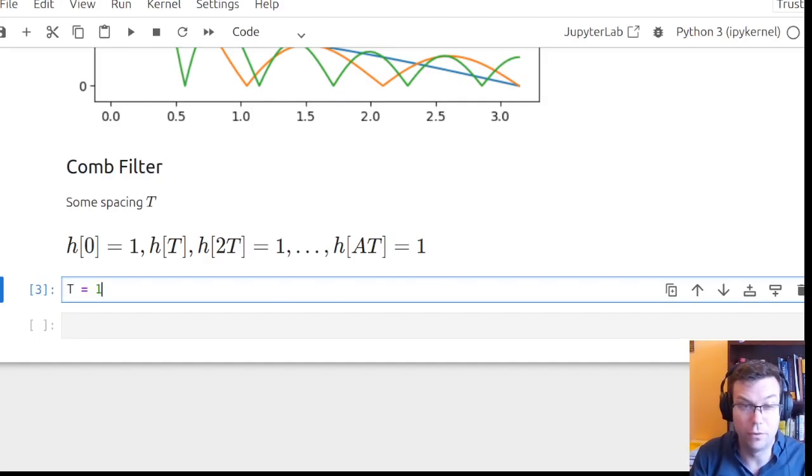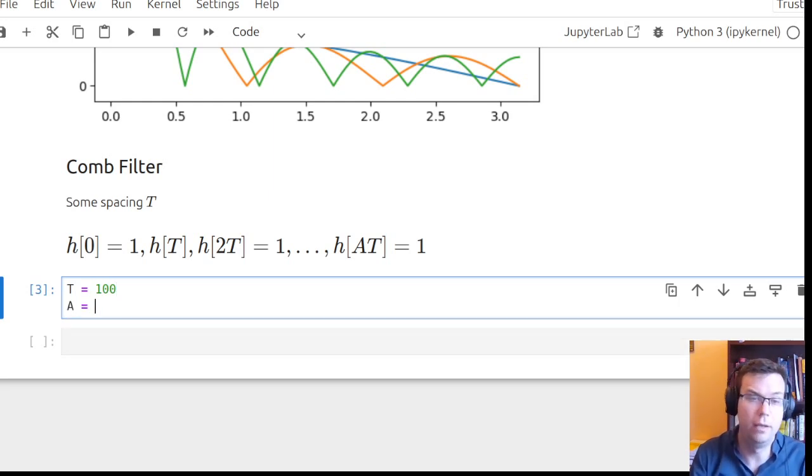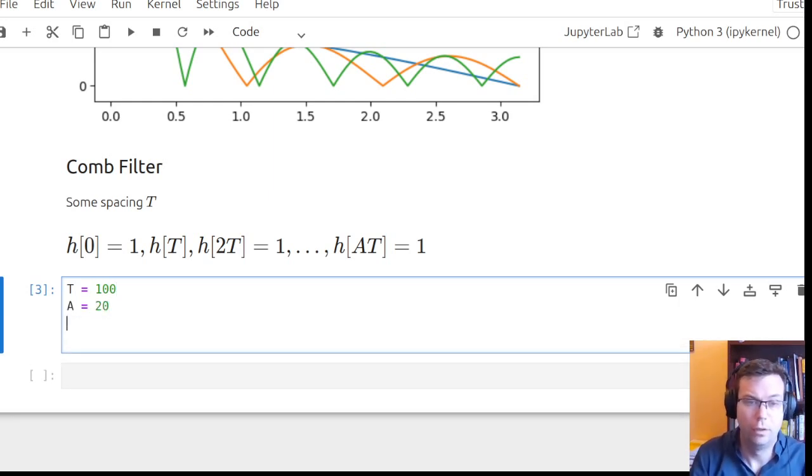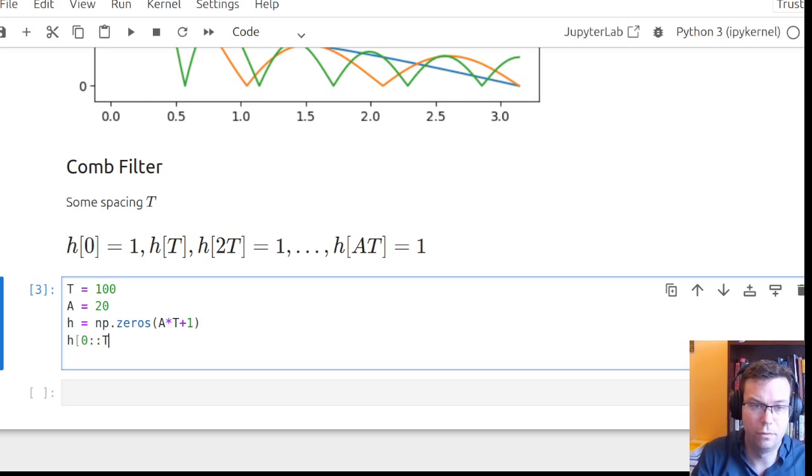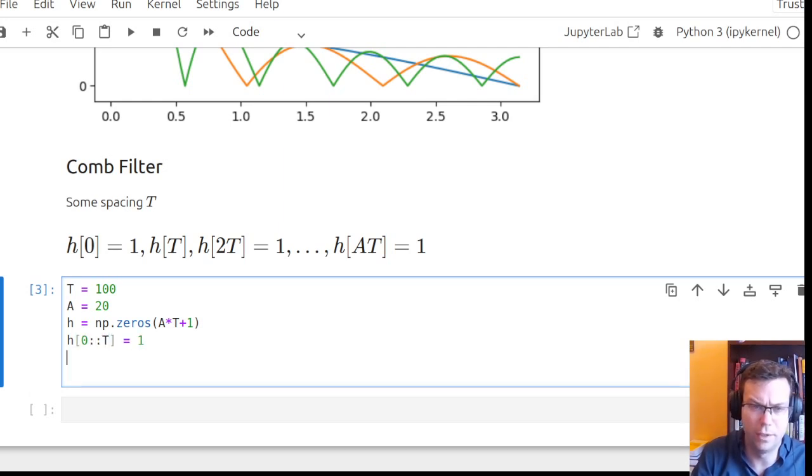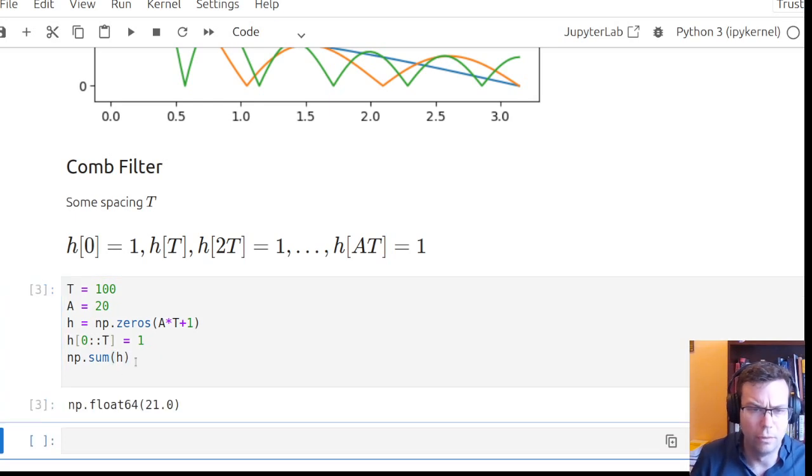I've got my headphones on because I want to look at a quick example here. Let's say that T was 100, and I'll make a be 20. So in my impulse response, I'll make enough space for all 21 pulses, so I'll say zeros, a times T plus 1, and I'll say h[0:T] is equal to 1. Okay, that's my comb. Let me just make sure I should have 21 ones in there. Okay, there we go.